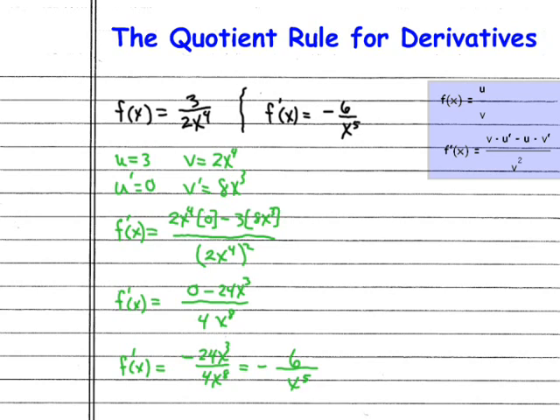Now, it's very important, though, to recognize that what we did not do is say that the derivative was simply the derivative of the numerator, that would give us 0, divided by the derivative of the denominator, which would be 8x to the third. But of course 0 divided by anything is 0, and our derivative we know is not 0. We do not find the derivative by simply taking the derivative of the numerator and dividing by the derivative of the denominator.